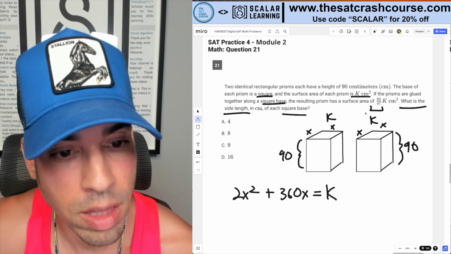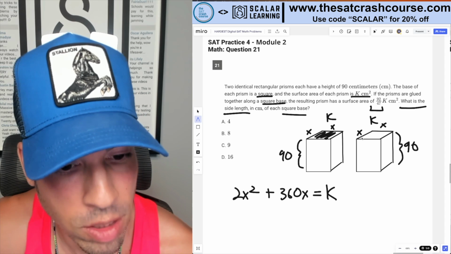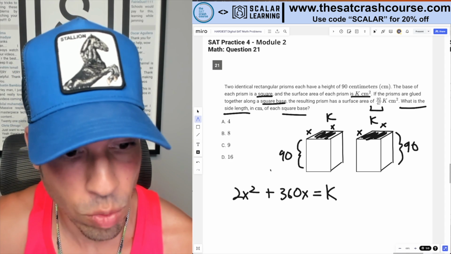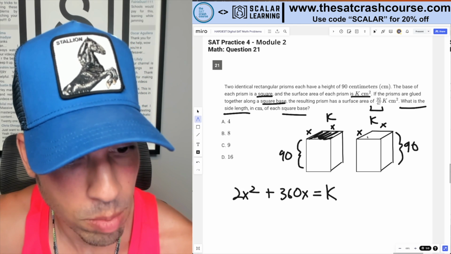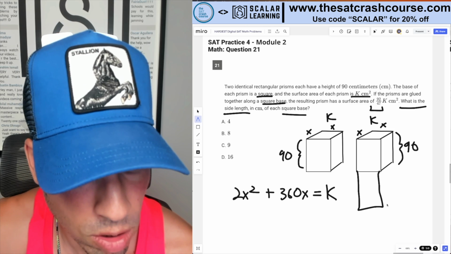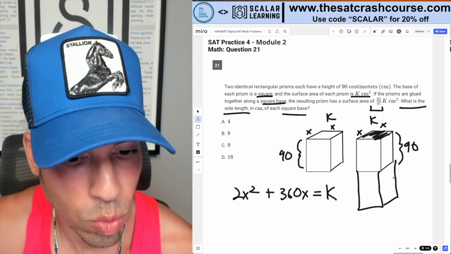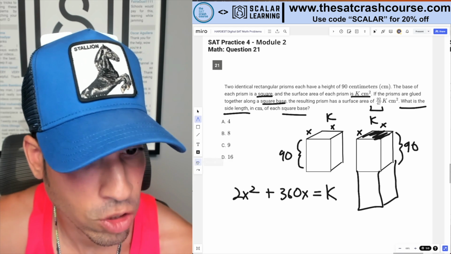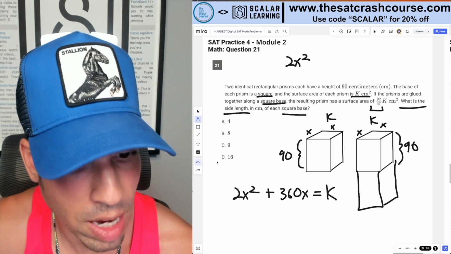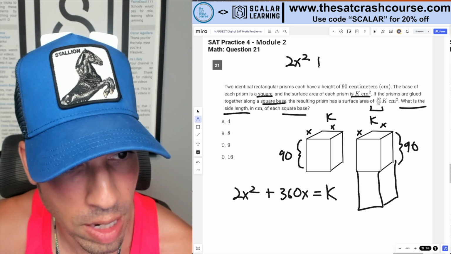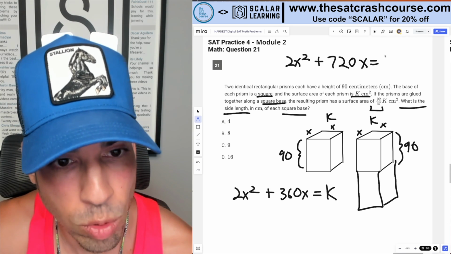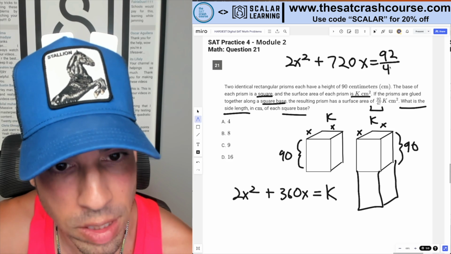Now they say when they glue 2 of these together on these bases, what's going to happen if you put this on top of this? You're going to lose 2 of these X squareds. You're going to basically absorb those because they're going to be glued right on top of each other. So that resulting figure is going to now look like this when you stack them. We got the square base on the top and the bottom, so again, that's just 2x squared. And then we got the 4 going around, which is 360x, but then we have another 4 on the bottom, so that is 720x. And it says that this resulting prism is equal to 92 over 47 times k.